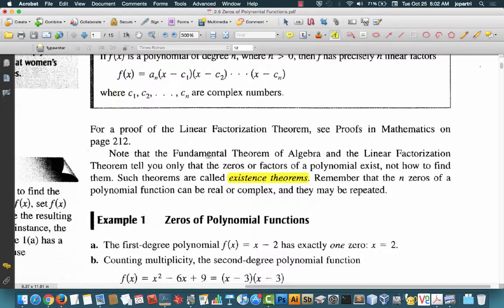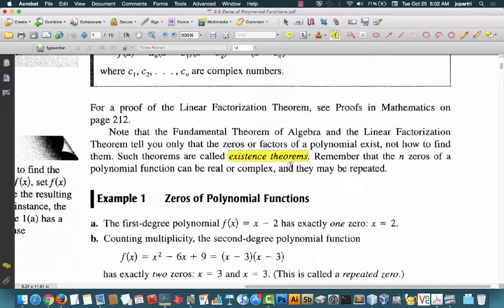Note that the Fundamental Theorem of Algebra and the Linear Factorization Theorem tell you only that the zeros or factors of a polynomial exist, not how to find them, and such theorems are called existence theorems. You may get the thought that that's kind of pointless if they're not going to tell me how to find them, but that's not true. They're actually very valuable, because if you know, for example, that certain zeros don't exist, I hate that bell, I really hate that bell, then you won't waste your time trying to find them. And so existence theorems can be very useful.